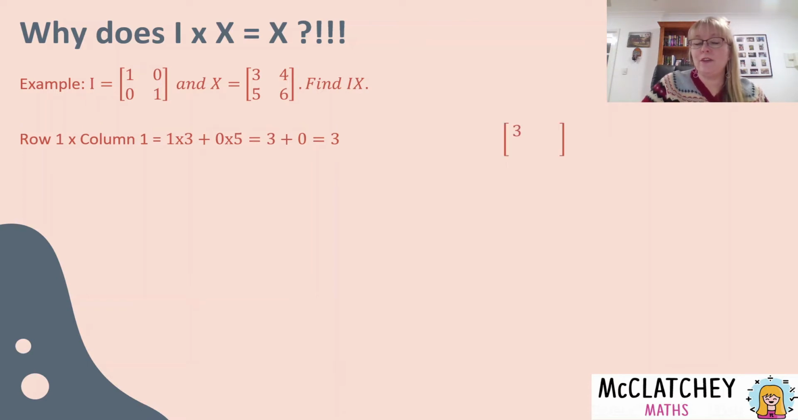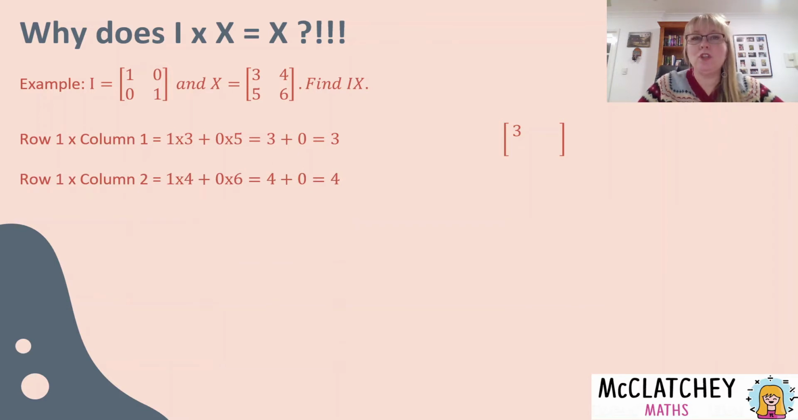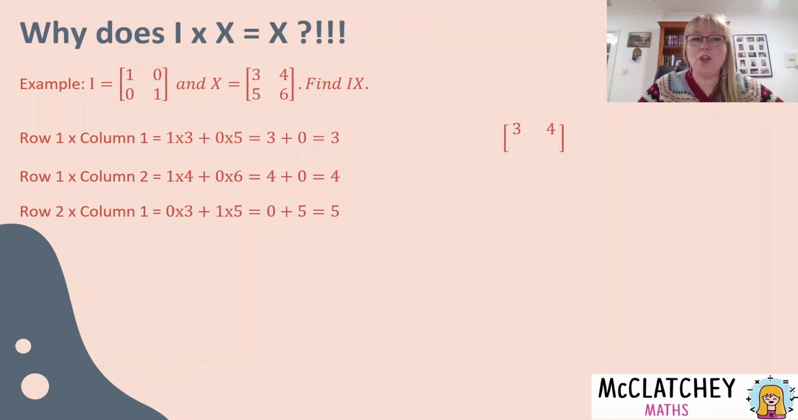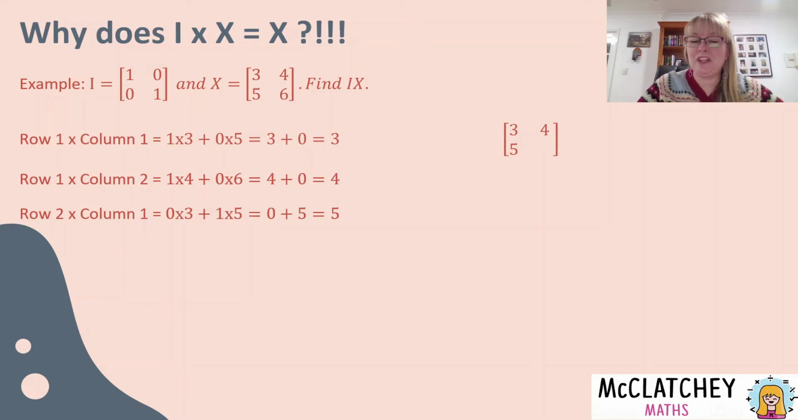Well, you guessed it, that's the first number in our matrix X. Now I'm going to multiply row 1 by column 2. So 1 times 4 and then 0 times 6 will give me 4 plus 0, which is just 4. That's the second element in my matrix. Let's move on to the next part. Row 2 times column 1 is 0 times 3 plus 1 times 5, which gives me 0 plus 5, which is 5. Yes, we're still matching that matrix X. And lastly, row 2 times column 2 is 0 times 4 plus 1 times 6, which is 0 plus 6. Once again, that's 6.